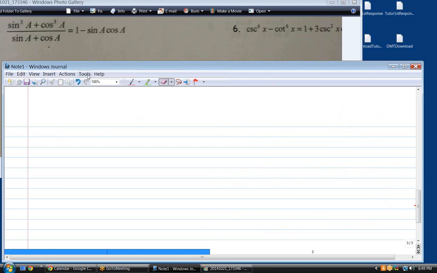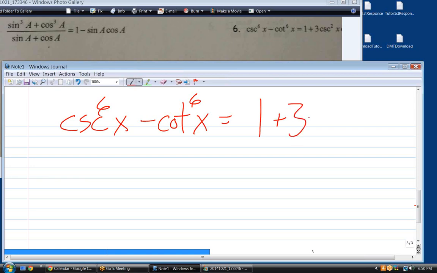So I've definitely seen problems where you have to do difference and sum of cubes. Now, number 6. I could not get number 6 to work, but that's because he cut off the right side, and I'm convinced he didn't read it right to me. Cosecant, it's equal to 1 plus 3 cosecant squared x times cotangent squared x. That's what he said. I could not get this to work.